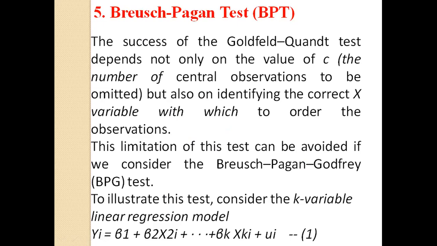So not only the value of c, the number of central observations to be omitted, whenever we delete some observations, but also identifying the correct x variables. We need to identify whether the x variable is correct or wrong, and with which to order the observations.